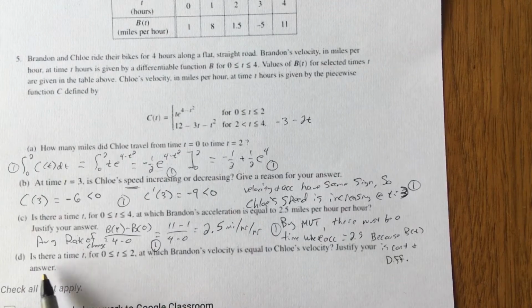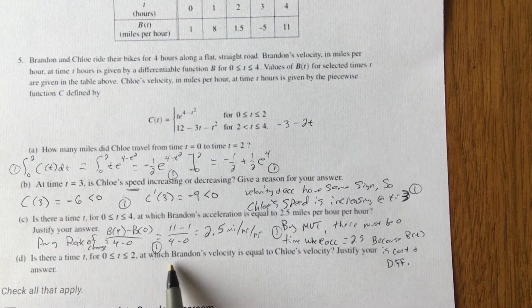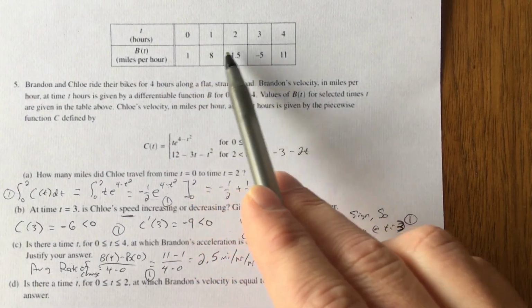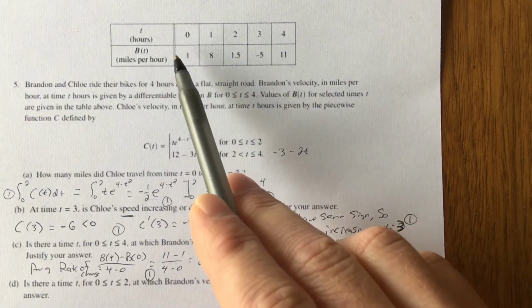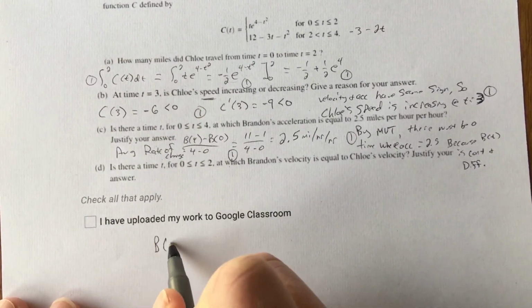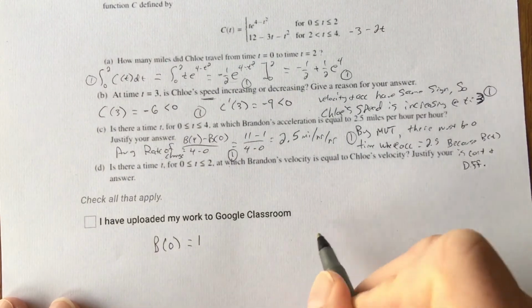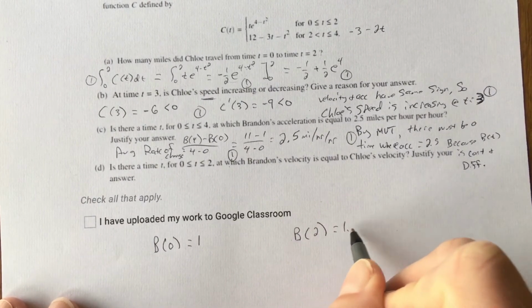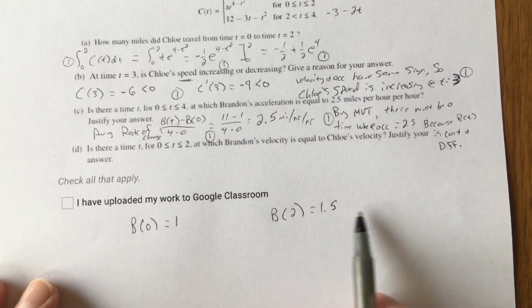All right. Is there a time from 0 to 2 where Brandon's velocity is equal to Chloe's? Now, we don't know anything other than these times here for Brandon. So we know that Brandon's initial velocity at 0 was equal to 1. And we know that his velocity at 2 is equal to 1.5, right? That's what we know there.